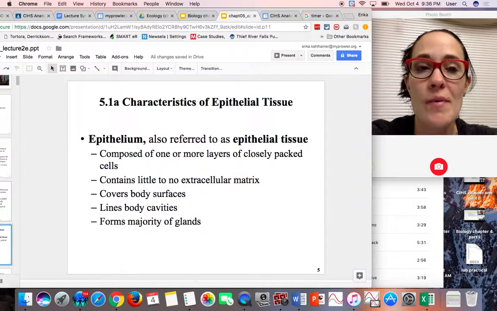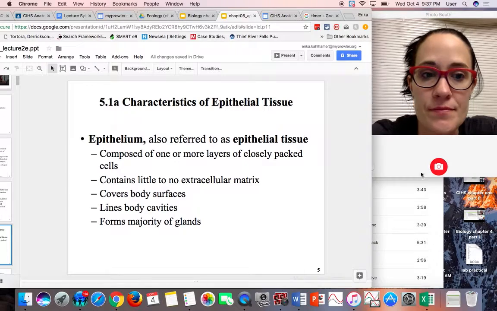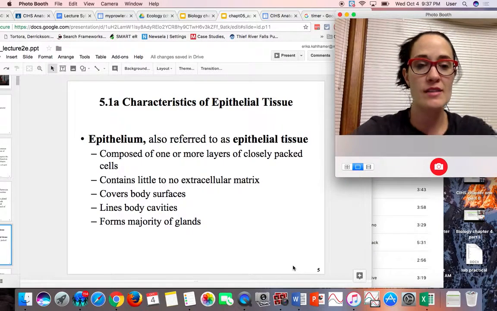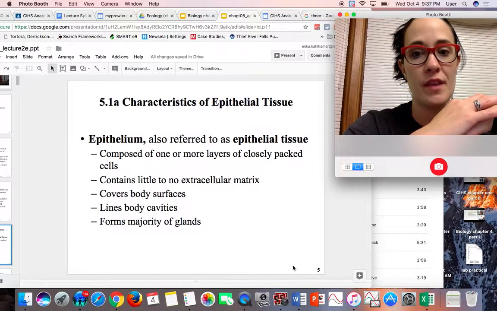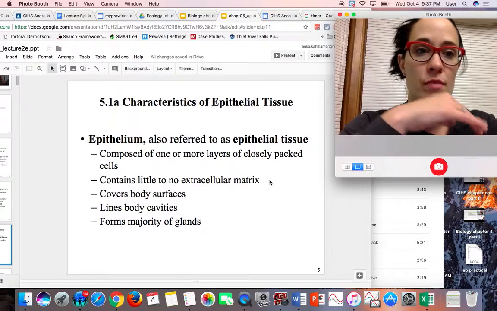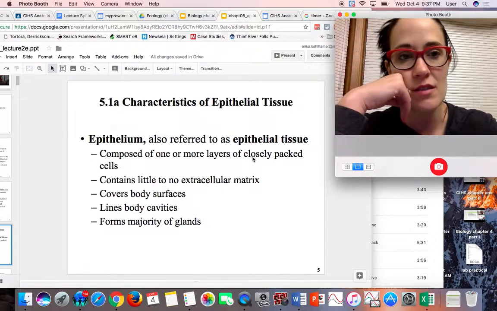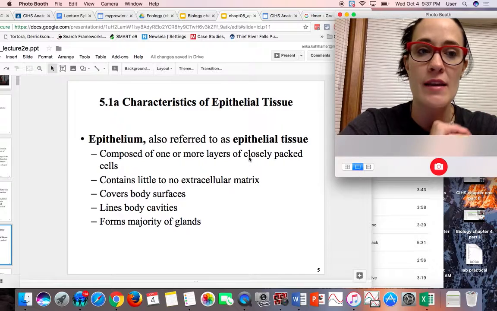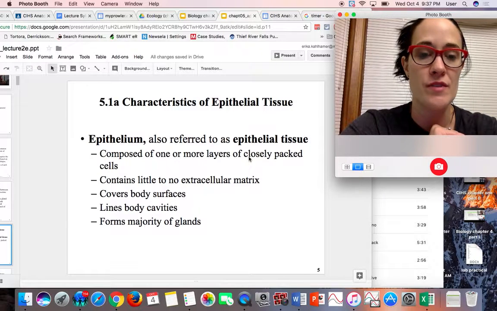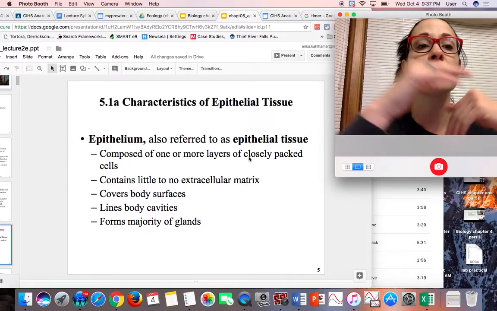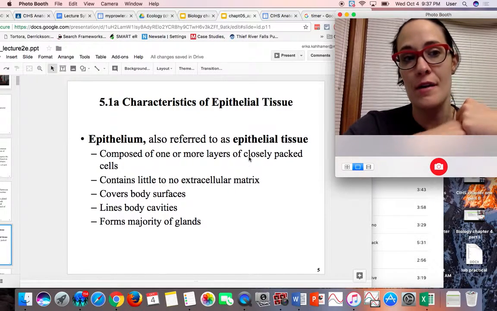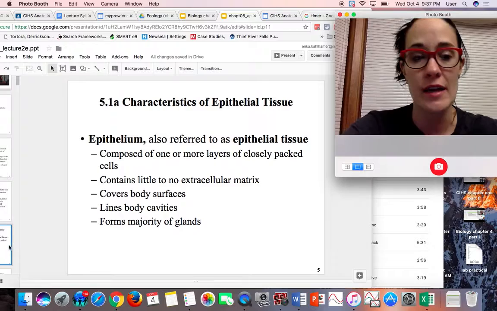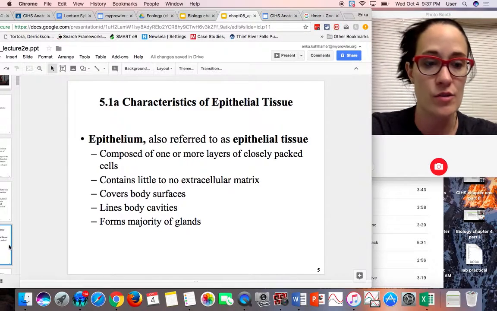Okay, so epithelium is also referred to as epithelial tissue. Its definition is it's one or more layers of tightly packed cells makes up an epithelium. There's little to no matrix or area outside of the cells because they're so packed tight together, and epithelial tissue covers body surfaces, so on the outside, and it also lines body cavities, so it lines the digestive tract, it lines your bladder, and it forms the majority of your glands, your sweat glands, your oil glands, things like that.